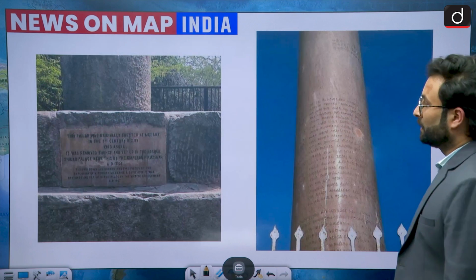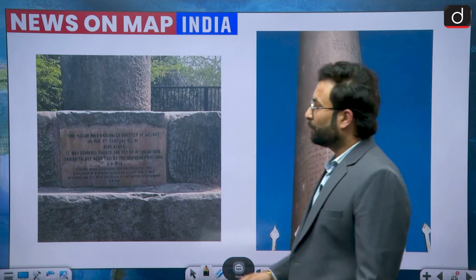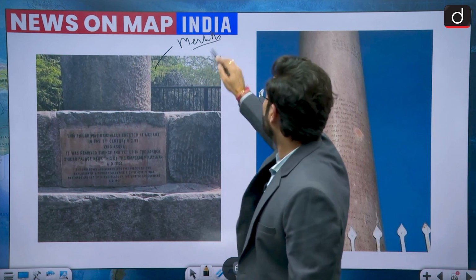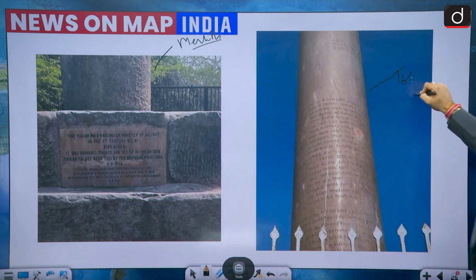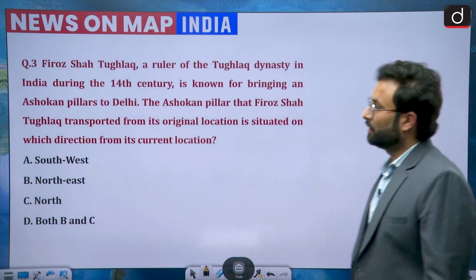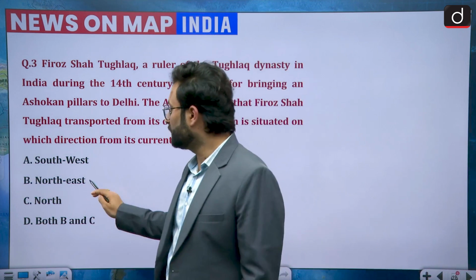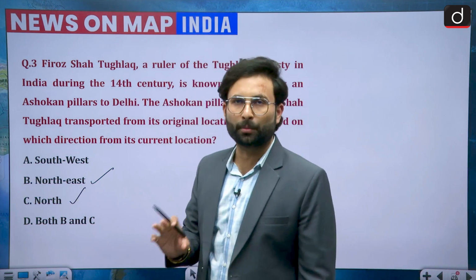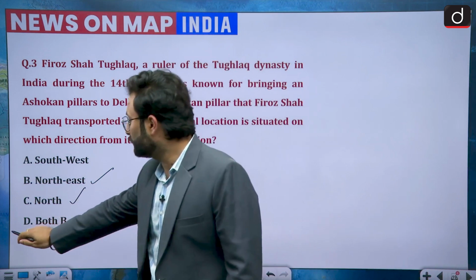Now these are the pillars which we are talking about. This is taken from Meerut, and then this is taken from Topra in Ambala, okay. So now, as I told you, the answer would be either northeast when we are talking about Meerut, and north when we are talking about Topra or Ambala, okay. So option D would be your answer.